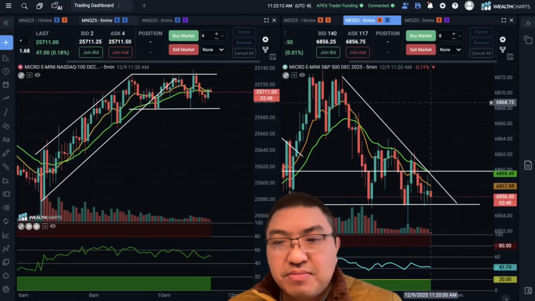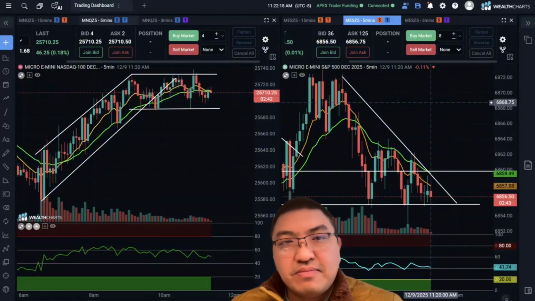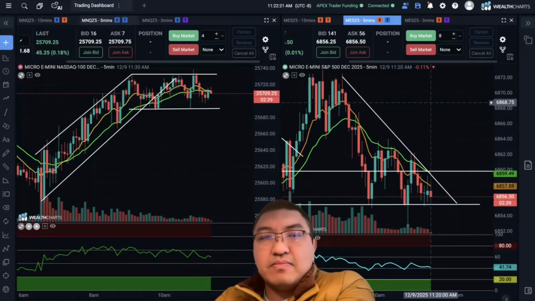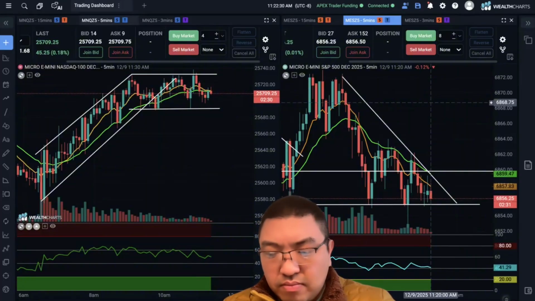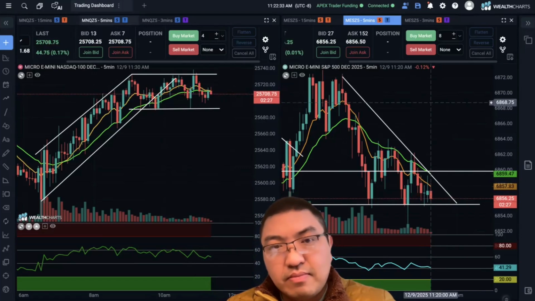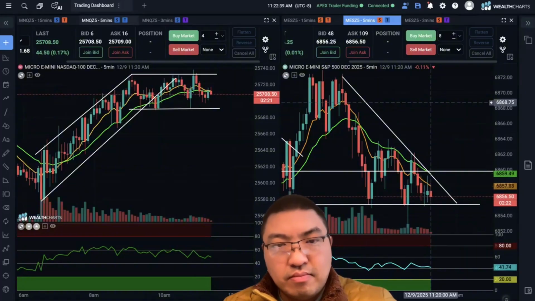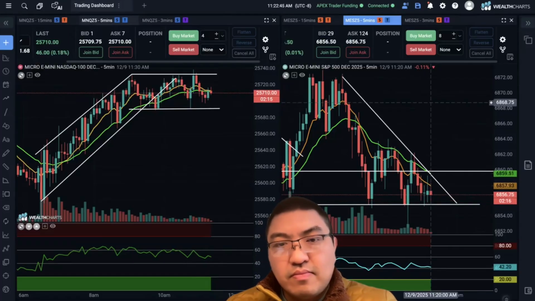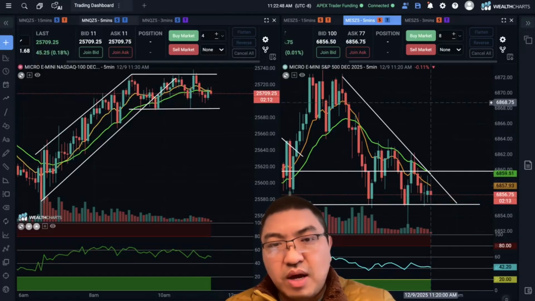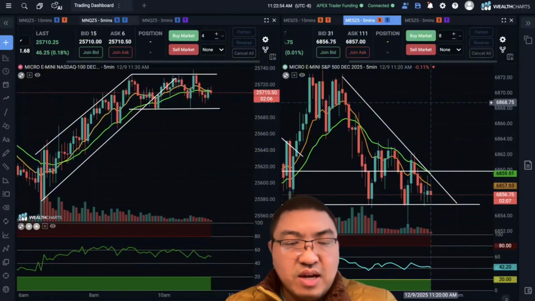Oh, it resumes downward. See if it can break out the trend line. I'm not sure. I would like to see it really breaks out and confirms downtrend. At this time, it's still uptrend.